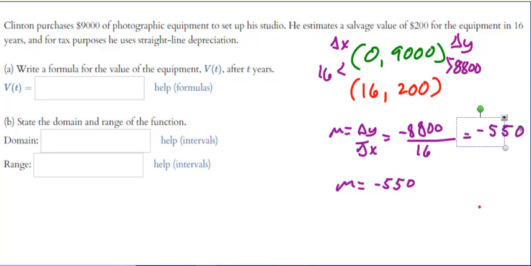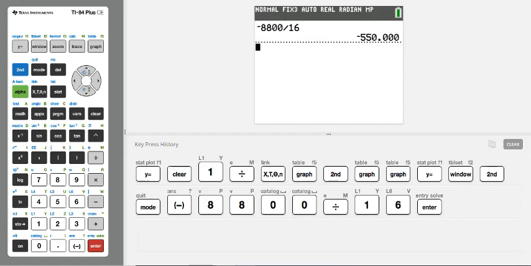Now, where did it start? The y-intercept is 9,000 because the x value is 0. So 9,000 minus 550t. Put t there, t years, right? You can work it out by hand, that's fine, but I'm going to show you how to do it on your calculator and just do the linear regression.